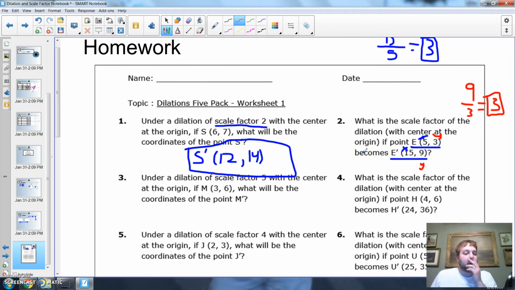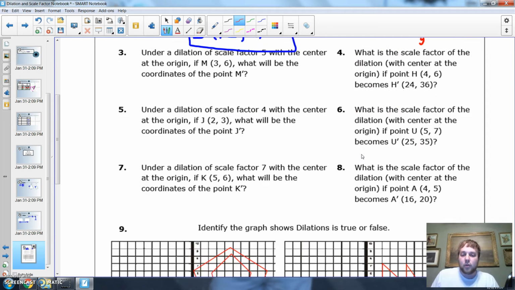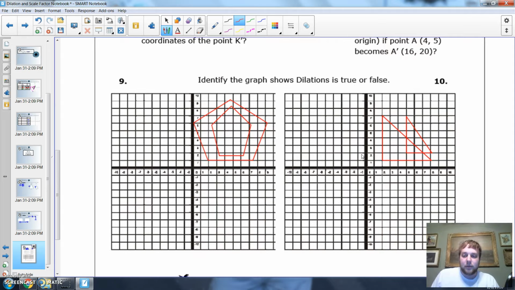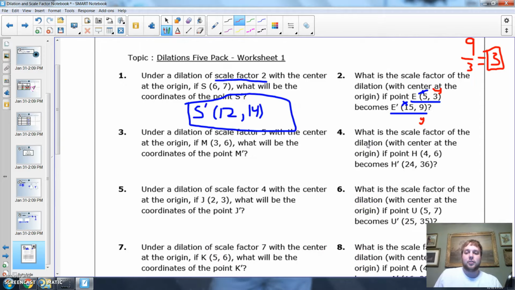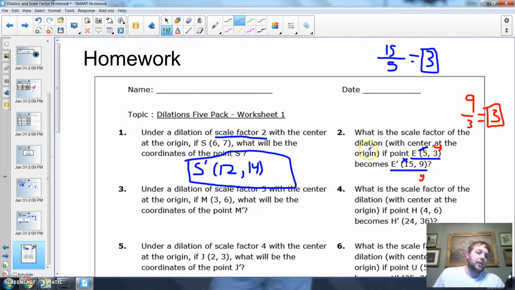Now, finding scale factors is very important. So work through the rest of this. See if you can find the scale factors, identify any dilations, all that kind of jazzy stuff. And, well, have fun.